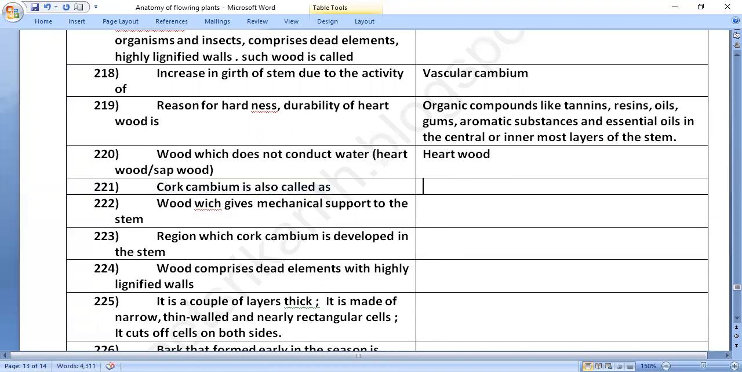Cork cambium is also called phellogen. Which wood gives mechanical support to the stem? Heartwood. In which region of the stem does cork cambium develop? Cortex. Which wood comprises dead elements with highly lignified walls? Heartwood.